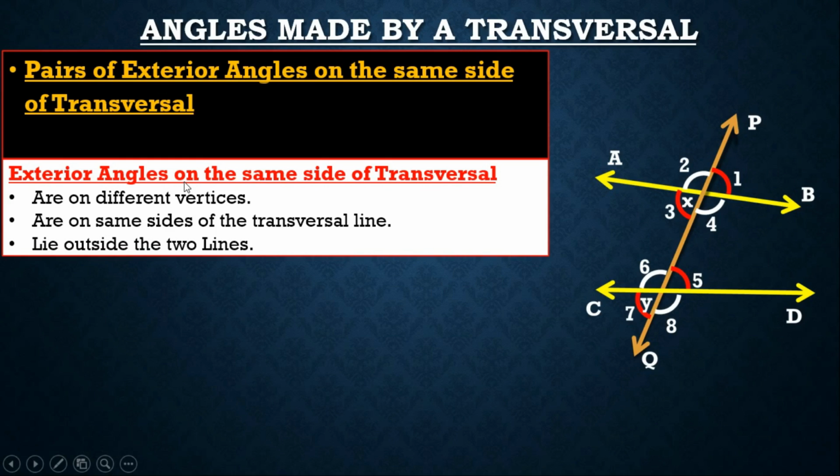Now exterior angles. What do you mean by exterior angle? Yes, we have already studied this previously. So what are exterior angles? The angles whose arms do not contain the segment of the transversal cut by the given lines are called exterior angles. Also exterior angles are present on the outer side of two coplanar lines.